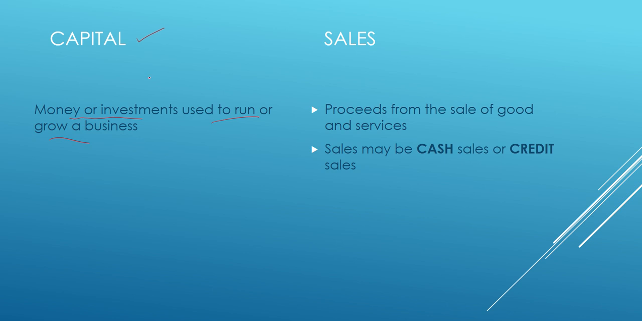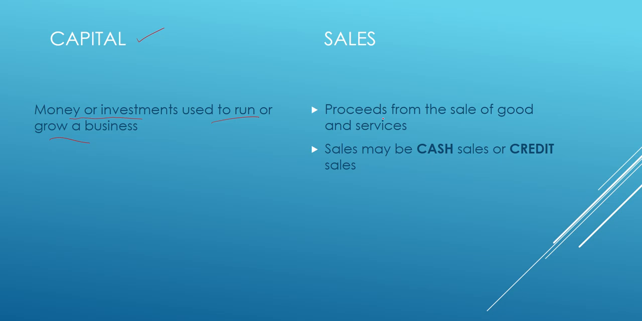So that is called the capital of the business, and the company is liable to repay the capital to the owner at the event of winding up. That's why capital is shown in the balance sheet on the liabilities side. Okay, it's a liability for the company.